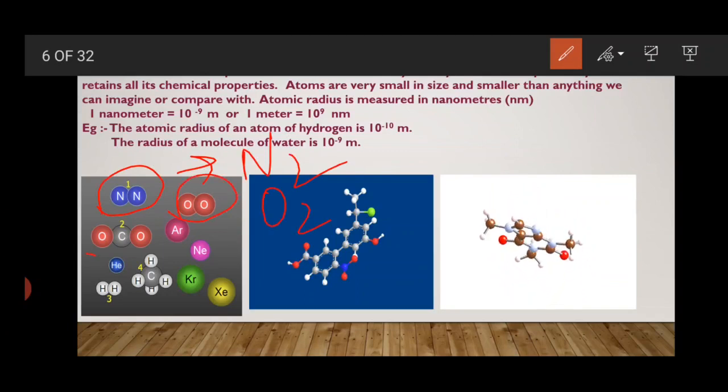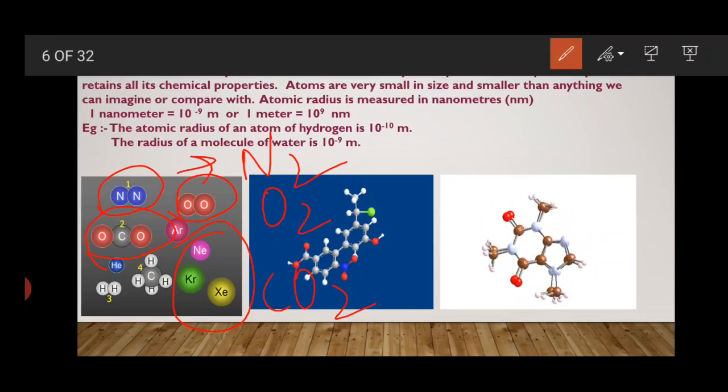So here an example is given: the atomic radius of hydrogen is 10 to the power minus 10 meter, and the radius of a molecule of water is 10 to the power minus 9 meter. Here are some more examples. Look at this: N and N form N2, O and O form O2. Similarly, two O and one carbon form CO2.